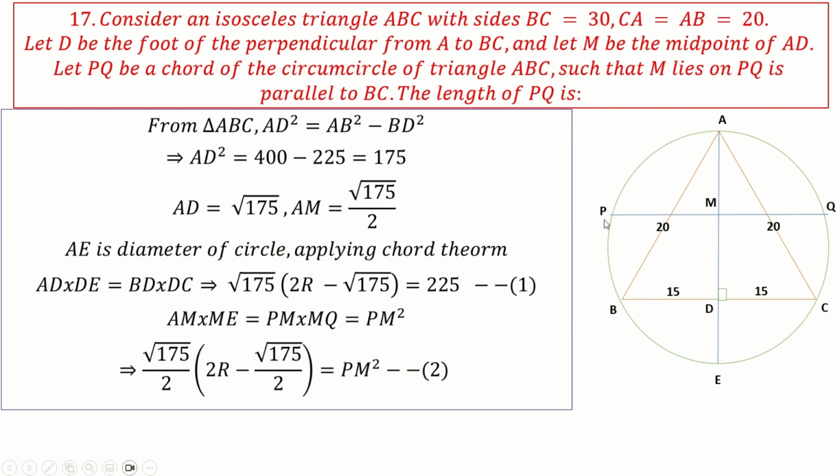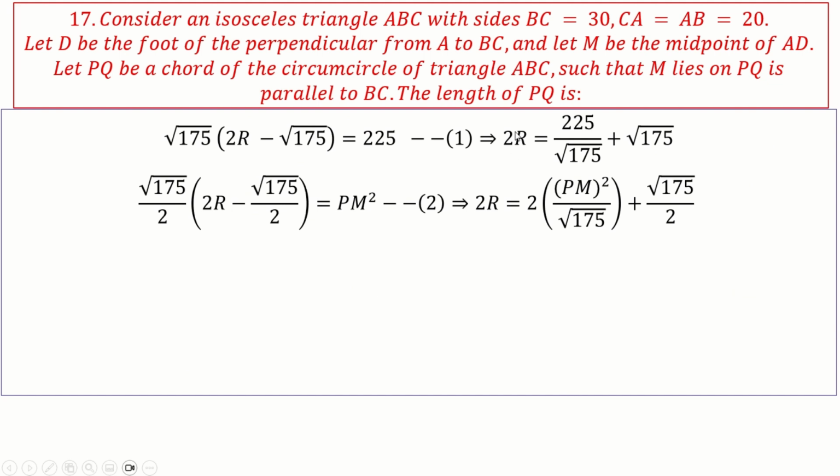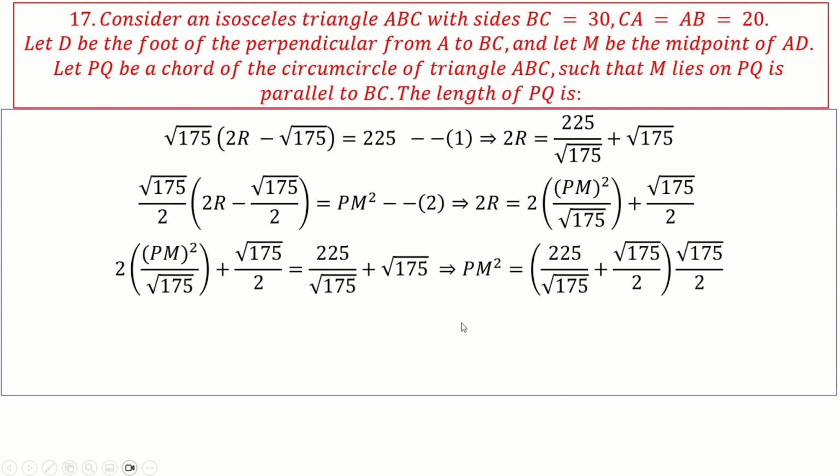Similarly here, ME value, that's how we got it, and DE value. ME is 2r minus square root of 175 by, so that's how we got it. Now once you know that these two equations are both equal, you can equate, because LHS side is 2r and 2r. If I equate them, what I will get is PM square value. PM square is nothing but this big value, if I simplify, which is nothing but 625 by 4. So PM equal to 25 by 2. PM is 25 by 2.